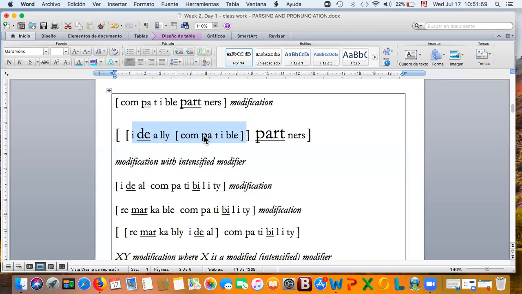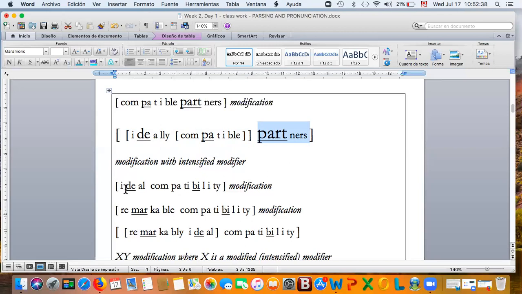Or there's another way we can do this. We can level the accents like this. Sorry, that's not quite level, is it? Okay, so we can level the accents like this, so that all of this here, these two modifiers, are lower in accent than the modified element. So that gives you ideally compatible partners and ideally incompatible. Sound like they're accentuated to the same height.